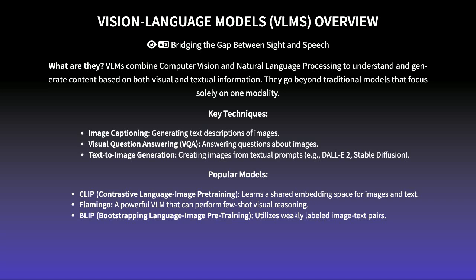We'll cover some key techniques like image captioning, automatically generating descriptions of pictures, visual question answering, where you ask an AI a question about an image and it tries to answer it, and even text-to-image generation, where you give the model a description and it creates an actual picture. Some well-known models include CLIP, which learns how images and text relate to each other, Flamingo, that's really good at visual reasoning, and BLIP, which leverages weakly labeled image-text pairs.